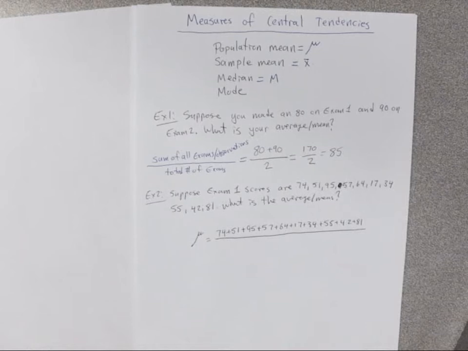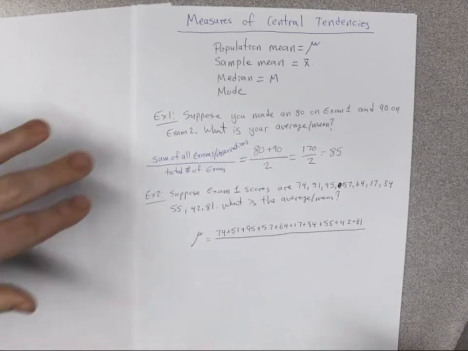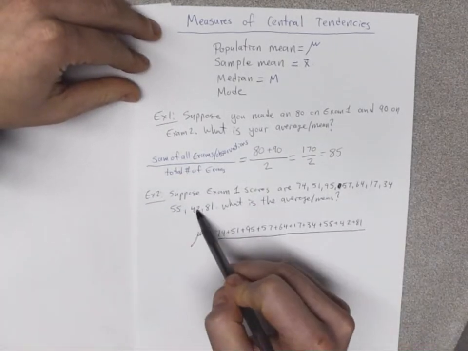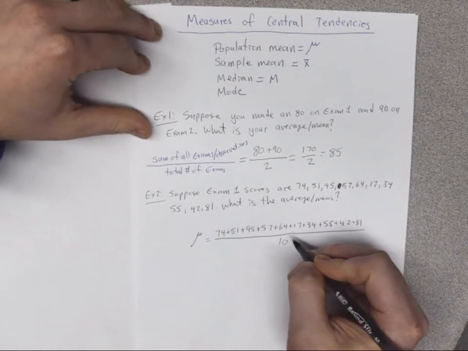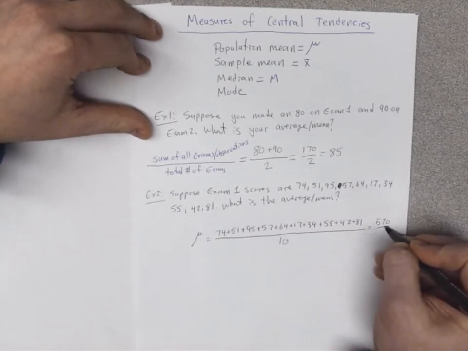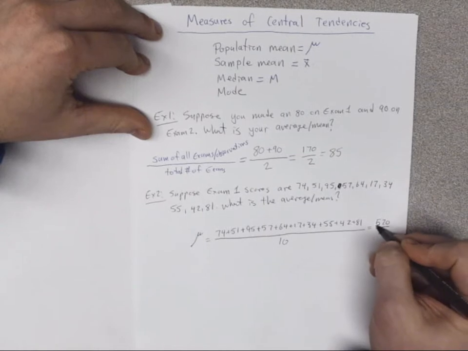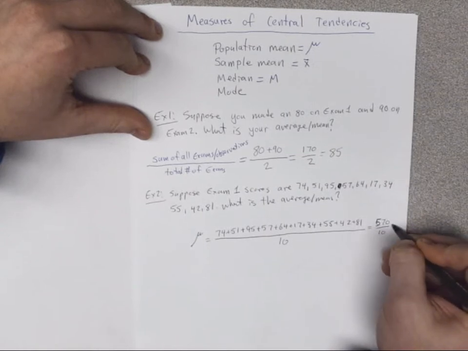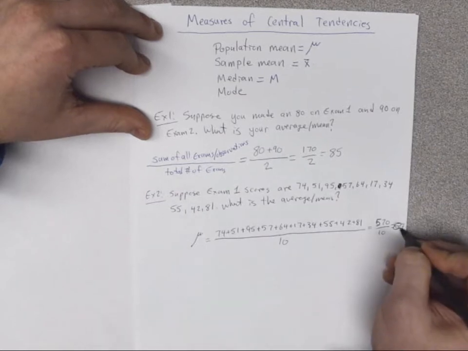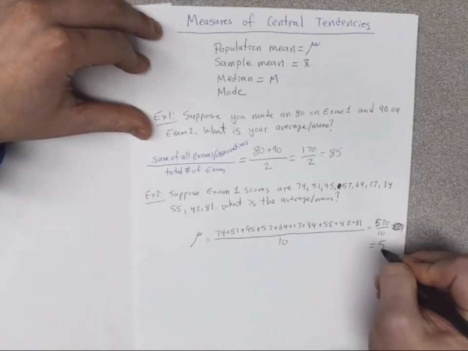So now we have all those written out, and it's divided by the total number of outcomes or exams in this case. So 1, 2, 3, 4, 5, 6, 7, 8, 9, 10. So that equals 570 divided by 10. And that's equal to 57. It's a little blurry there. That's 57.